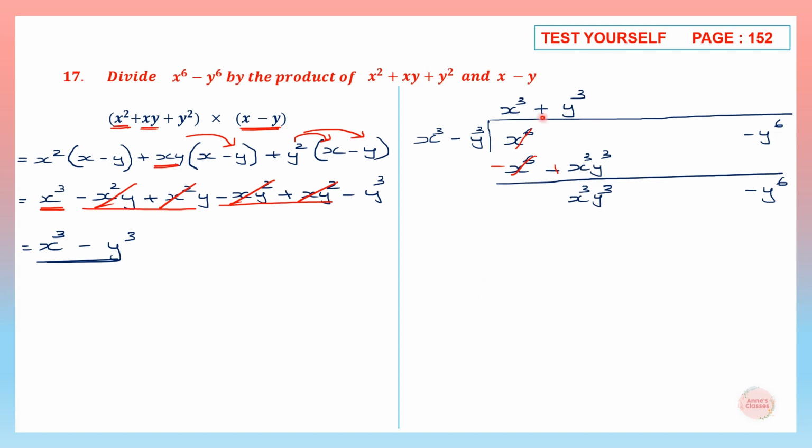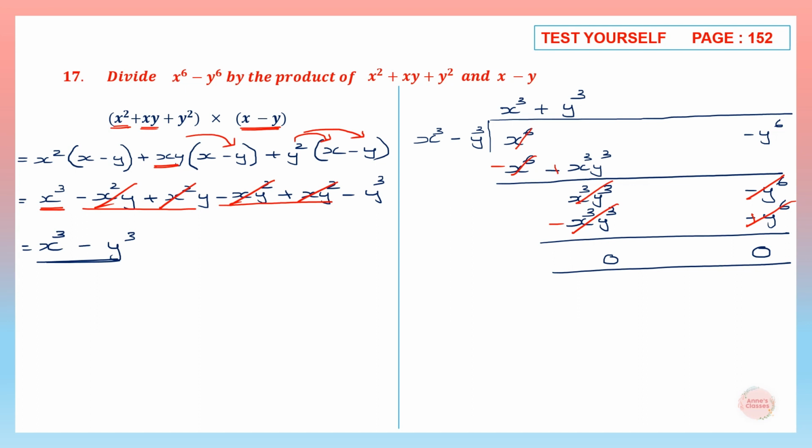Now multiply this into this. So x to the power of 3 into y to the power of 3 is x to the power of 3 y to the power of 3. Then we multiply y to the power of 3 into minus y to the power of 3, which makes it minus y to the power of 6. So we can write that here, minus y to the power of 6, because they are like terms. Now subtract. So when we subtract, this becomes minus, this becomes plus. So now this gets cancelled, this also gets cancelled, and what we have here is just 0.